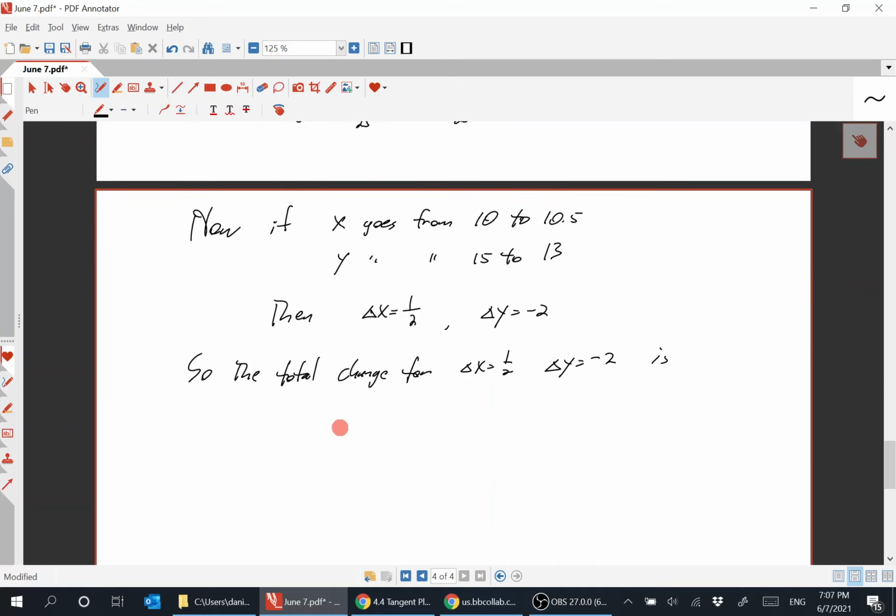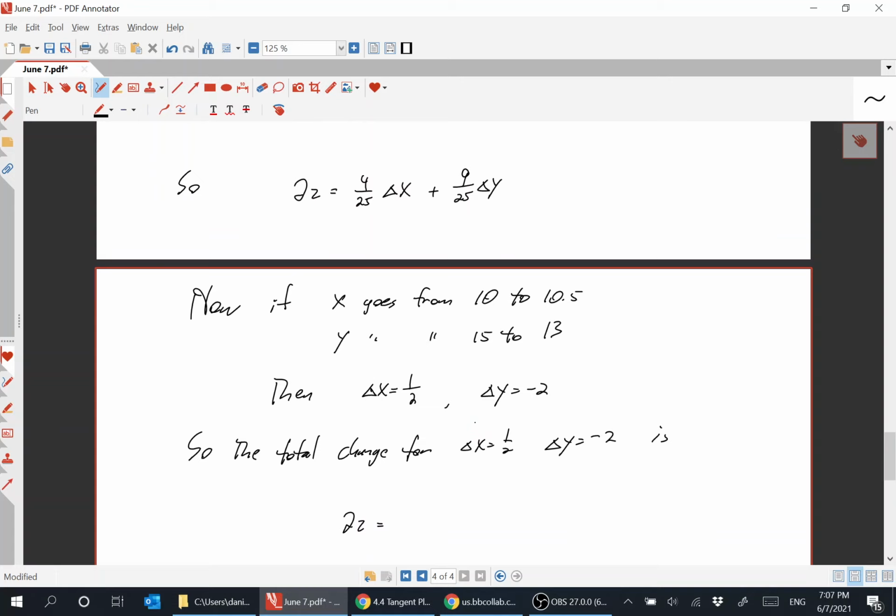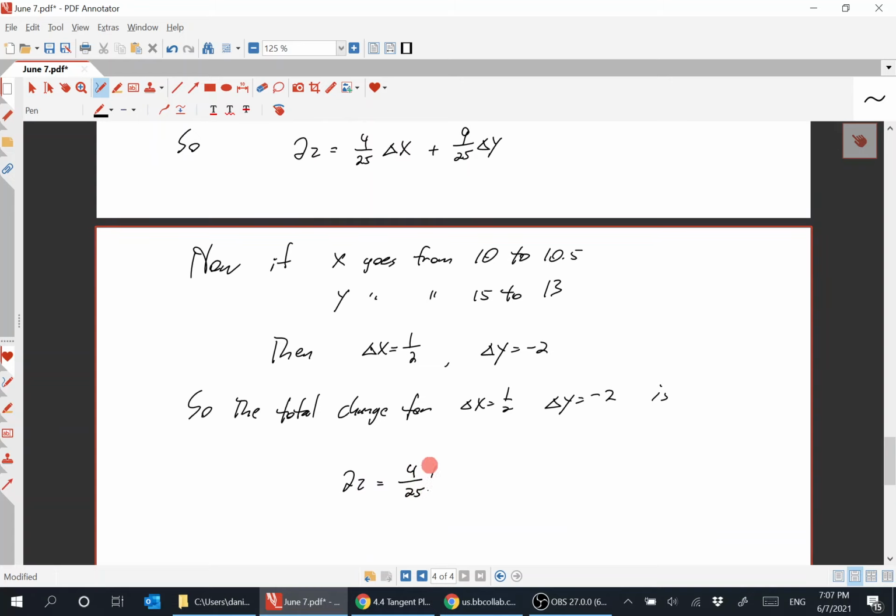is partial with respect to z, del z, so 4/25 times a half plus 9/25 times minus 2. So that's 4 over 50 minus 18 over 25. Also 2 over 25 minus 18 over 25. So that's negative 16 over 25. So it's saying that the change in z for this delta x and delta y is approximately negative 16/25.